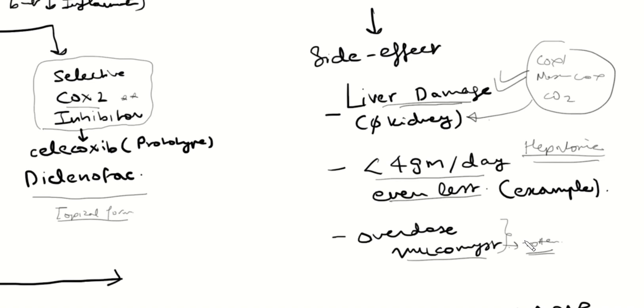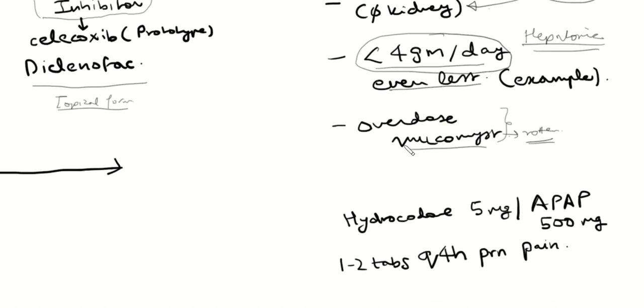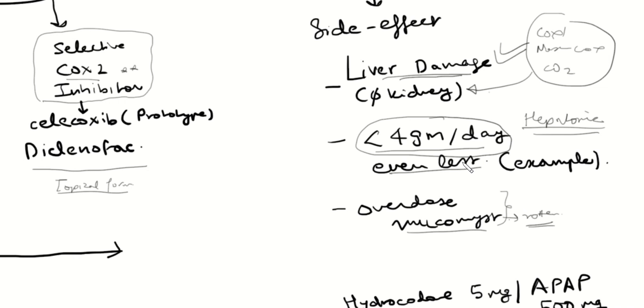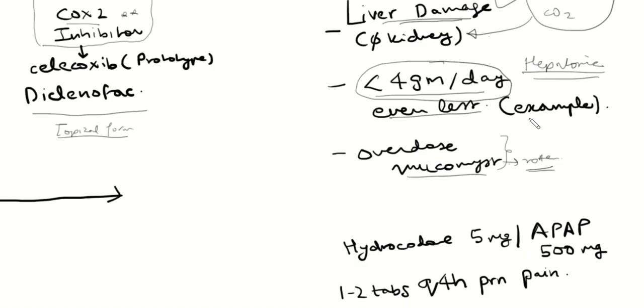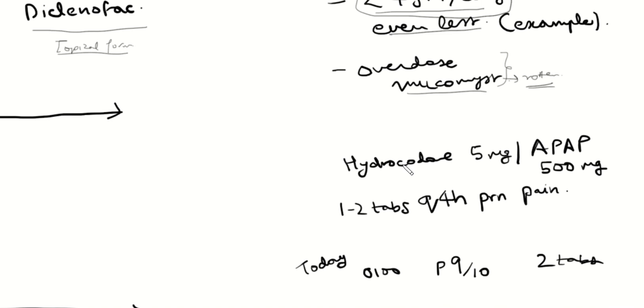Now, less than 4 grams a day. How is this used clinically? Or how can I ask you questions about it? Or actually use this principle in real life on a patient? Let's say you are working in a hospital and one of the orders reads hydrocodone 5 milligram slash Tylenol 500 milligram, 1 to 2 tablets every 4 hours as needed for pain.